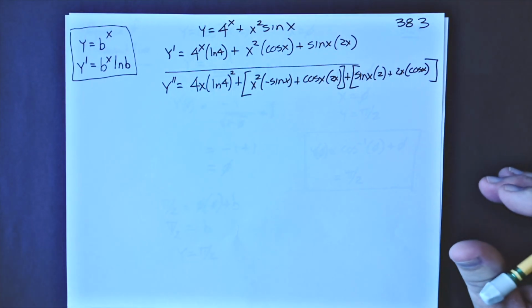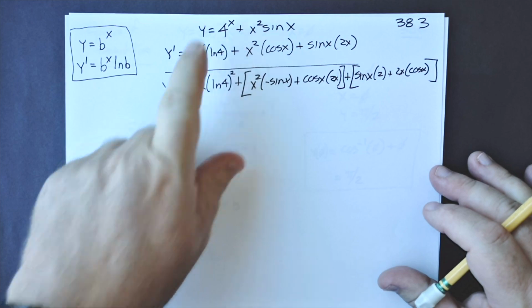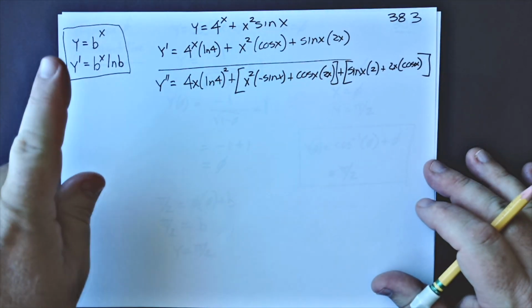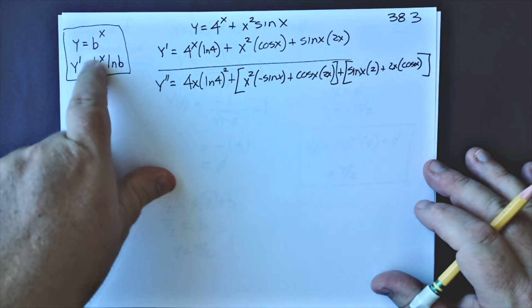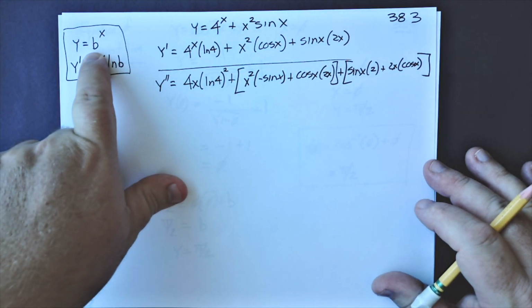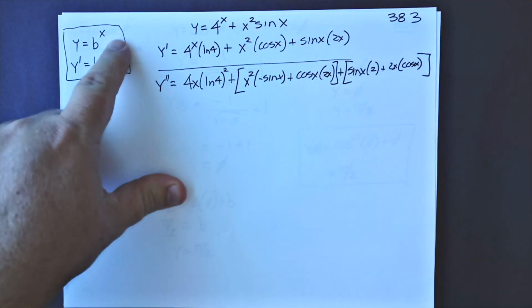383. Oh, here's our tricky one. 4 to the x. And I put the rule over here, right here for you. So anytime we have, we like to use e to the x normally, but anytime we don't have an e as the base, we just use this rule right here.